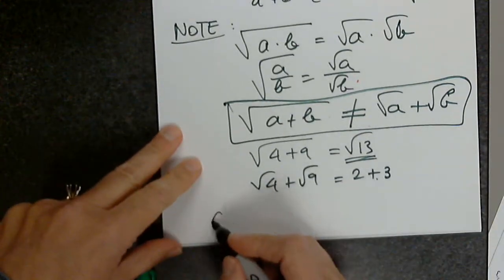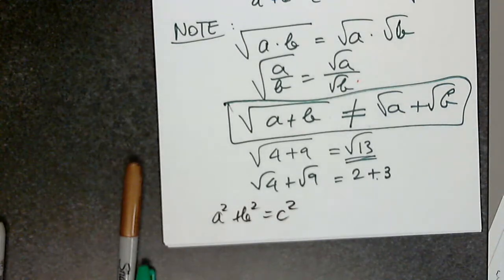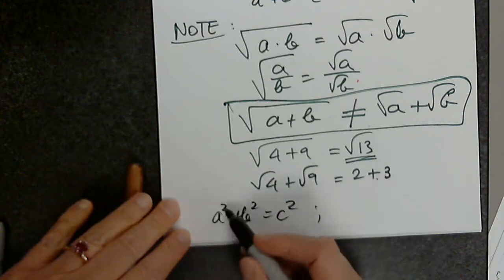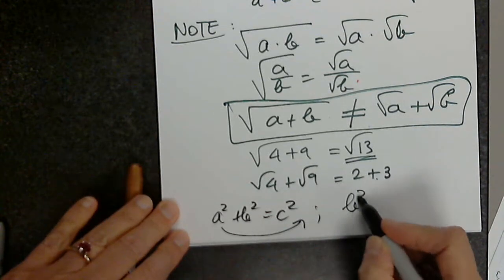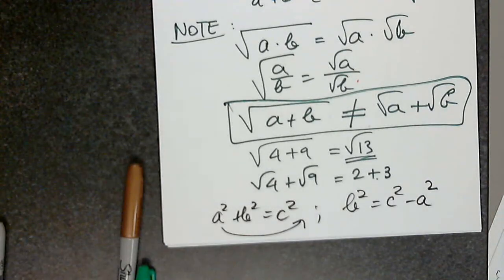So when I solve a squared plus b squared equals c squared for b, what do I have to do first? Get b squared by itself. So I have to move this term here. B squared equals c squared minus a squared. Perfect. And now what should I do to both sides?